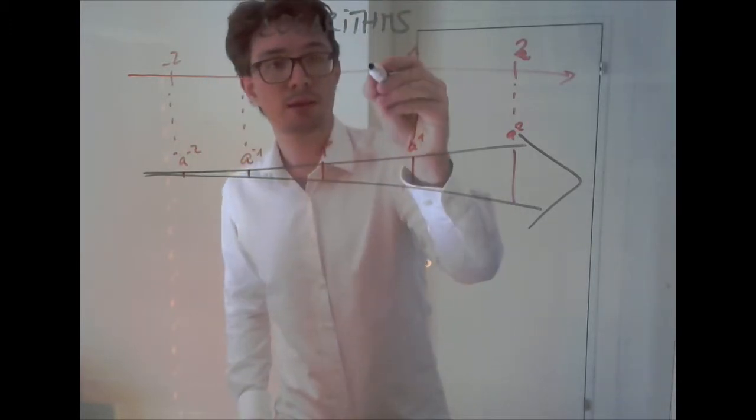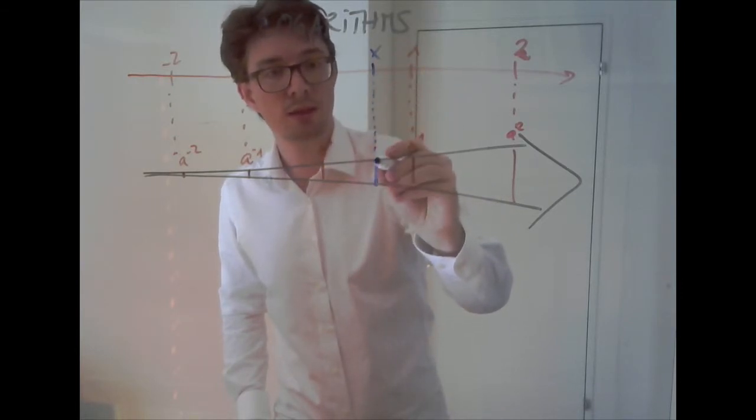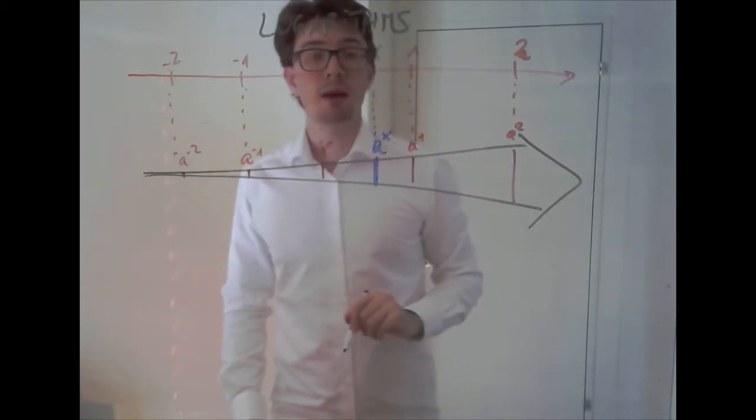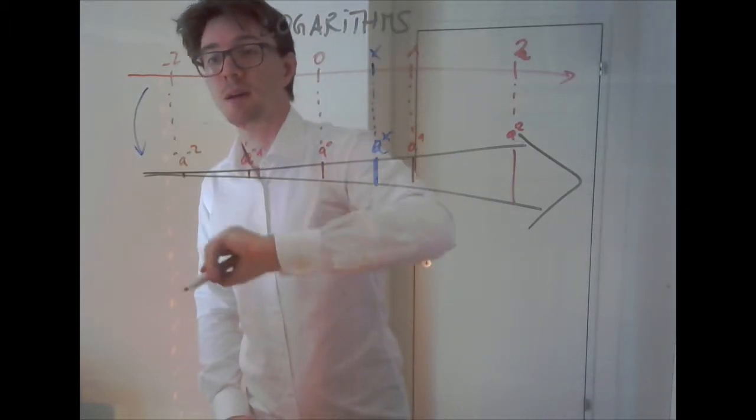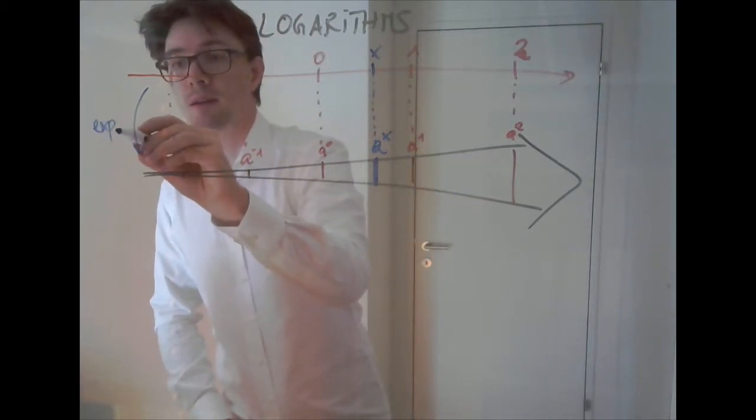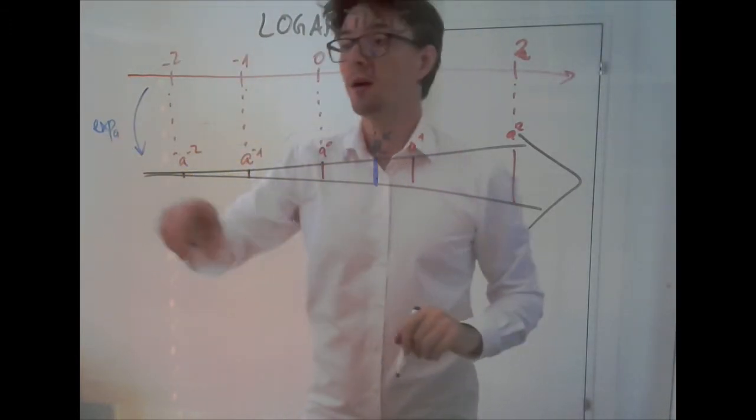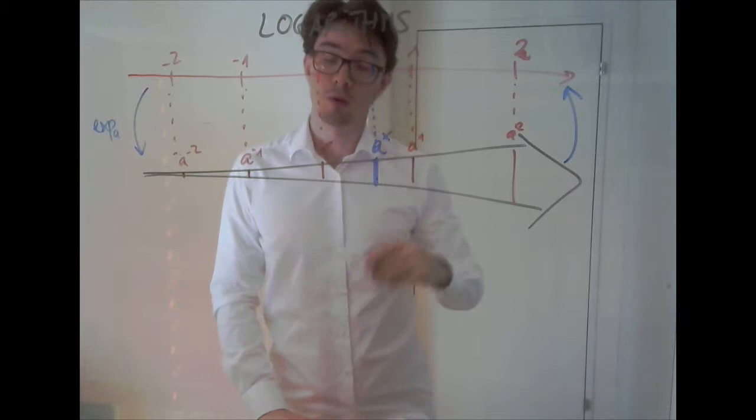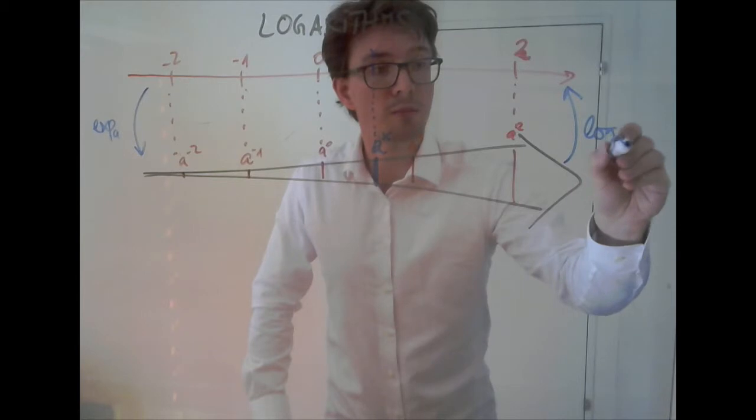So any number x on this number line up here is in a direct relationship with the number a to the x. And this relationship, or this function, so x becomes a to the x, I like to write like this: the exponential function with base a, because its inverse is actually more well known, or has more of a proper notation, that is the logarithm to base a.